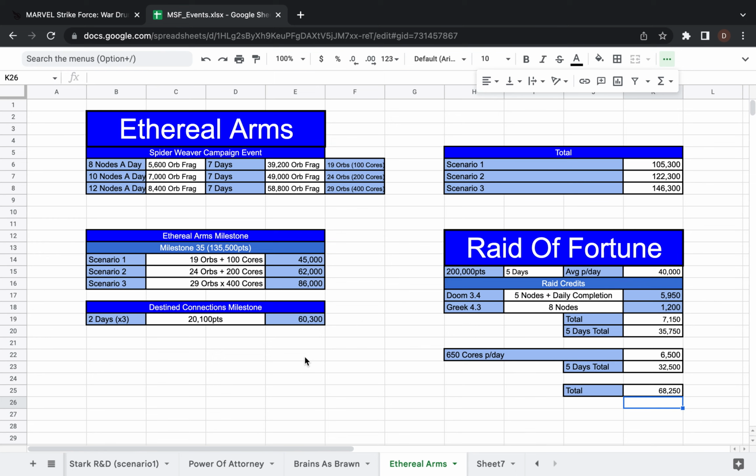Spiderweaver is needed for Apocalypse later on. The campaign events are usually the most gracious in terms of shards that we get for this. So I would core the hell out of this to just complete that zone. Pretty easy event, not that bad.